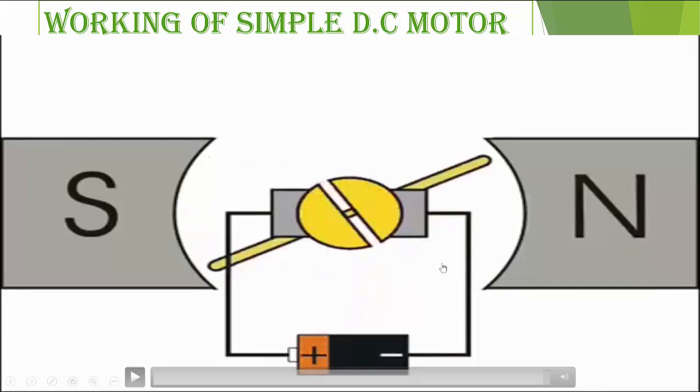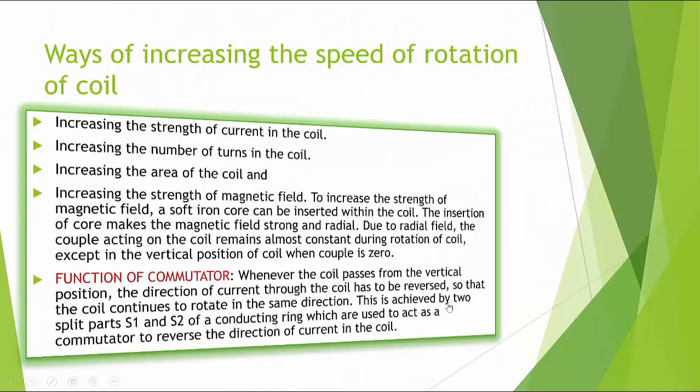So what are the ways of increasing the rotation of the coil? The coil here is the armature coil. What can we do to increase the speed of rotation? You must have a fan which can move at one speed and a fan which can move at high speed, right? So what can we do to make it move at higher speed? First of all, we can increase the current in the coil.